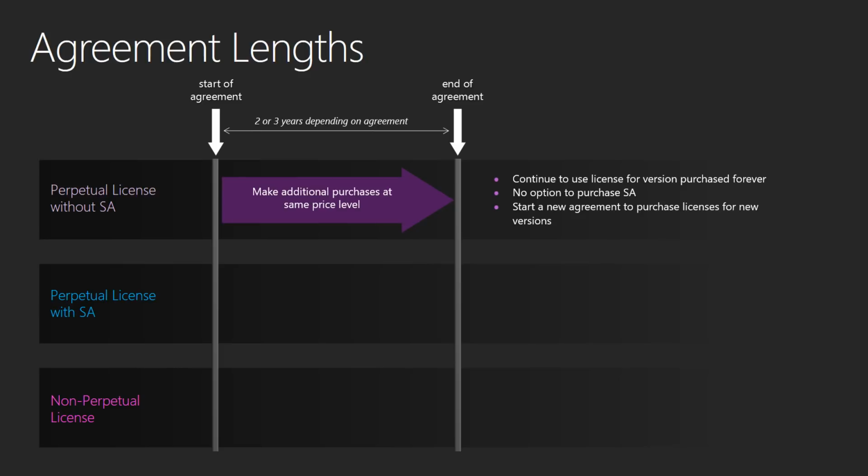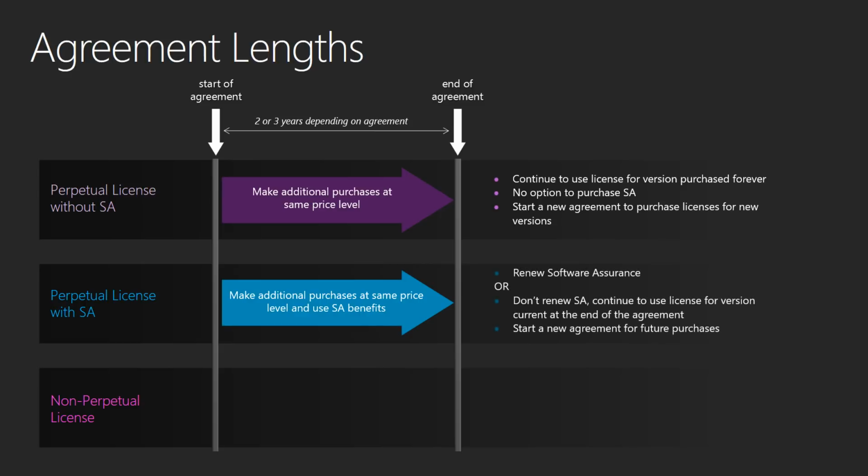What about this next scenario then? A perpetual license with SA. So this could be perhaps open value company wide, for example, or an enterprise agreement. So during the 3 years of this agreement, the customer can, as before, make additional purchases at the same price level, but because this scenario includes software assurance, they can use all of those lovely software assurance benefits we talked about too.